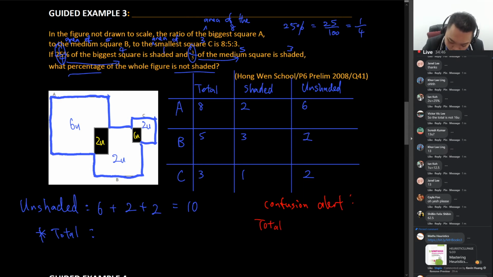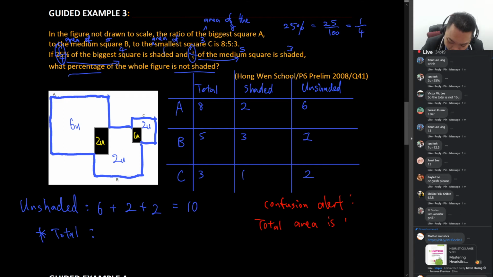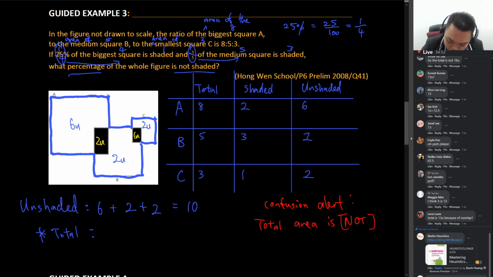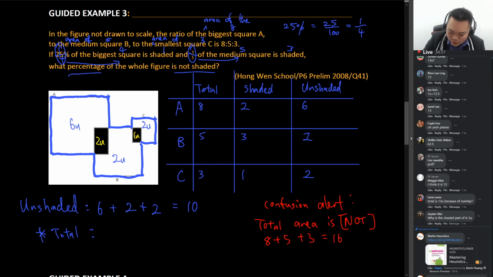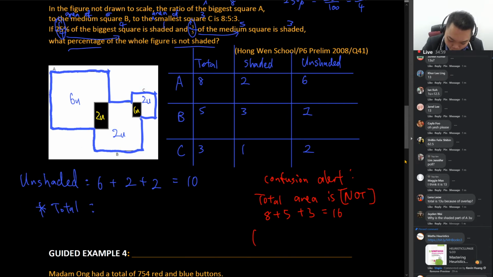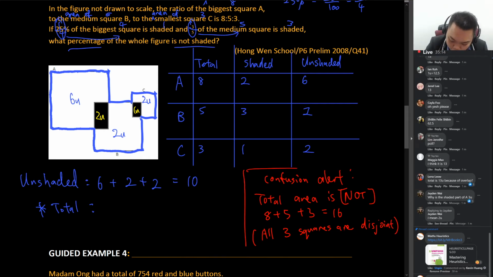Total area is not 8 plus 5 plus 3, yeah? Because if you do this, you are assuming that all three squares are not connected to each other. You're saying that all three squares are disjoint in this case. So this is not the case. There is some overlap, and because of this overlap, it eats into the area of the squares. So to deal with this, I have already conveniently listed this out for you.